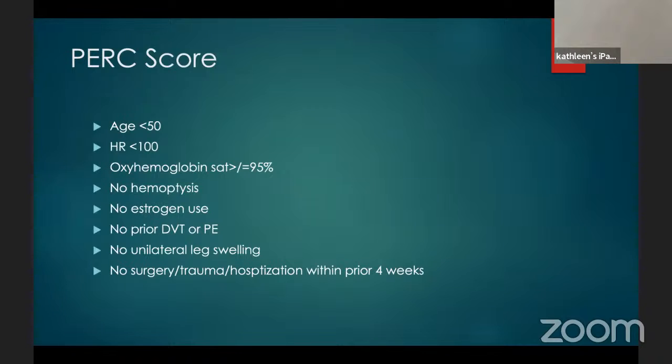So in patients with a low probability of PE who fulfill all 8 criteria, the likelihood of PE is low and no further testing is required. All other patients should be considered for further testing with D-dimer or imaging. So these 8 criteria: age less than 50, heart rate less than 100, oxygen saturation greater than or equal to 95%, no hemoptysis, no estrogen use, no prior DVT or PE, no unilateral leg swelling, and no surgery or trauma requiring hospitalization within the prior 4 weeks.